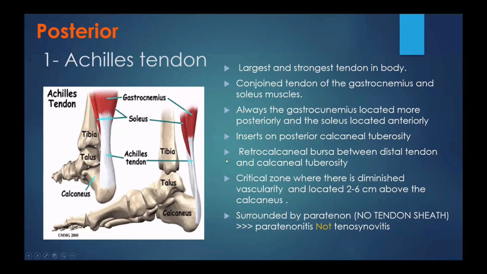The most important thing is the Achilles tendon is surrounded by paratenon, not like other tendon where the tendon usually is covered with the tendon sheath. So if we have fluid signal intensity around the Achilles tendon, we will not call it tenosynovitis, we call it peritendinitis, and some people call it paratenonitis.